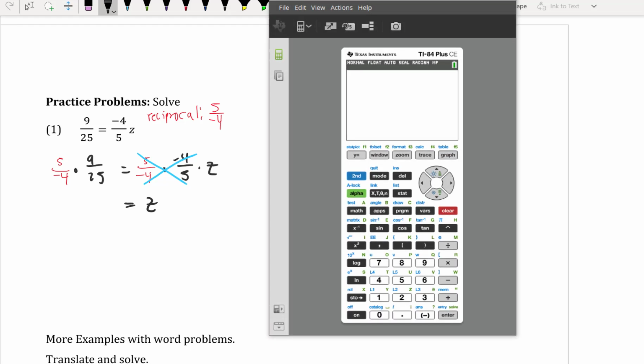And again, if you guys want to use your calculator, you can. I have a 5 over negative 4 that's being multiplied, and here I have a 9 over 25, and my answer is negative 9 over 20.